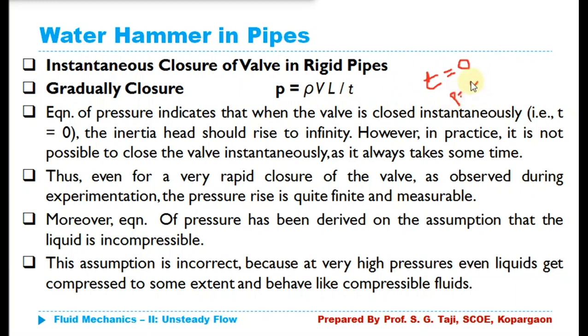What does it mean? If I close my valve in 0 seconds, the intensity of the pressure wave generated, the water hammer, is infinite. An infinite pressure wave with infinite pressure intensity would be generated in the pipe. But practically it's not possible to close the valve in T equal to 0 seconds, because closing a valve always takes a certain time. With that certain value you always get P as a finite value, not infinite.